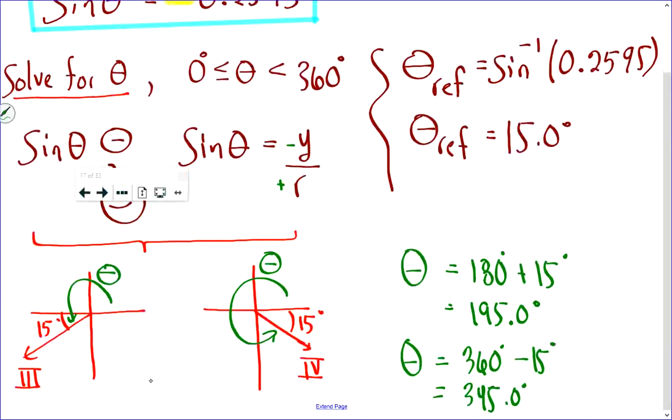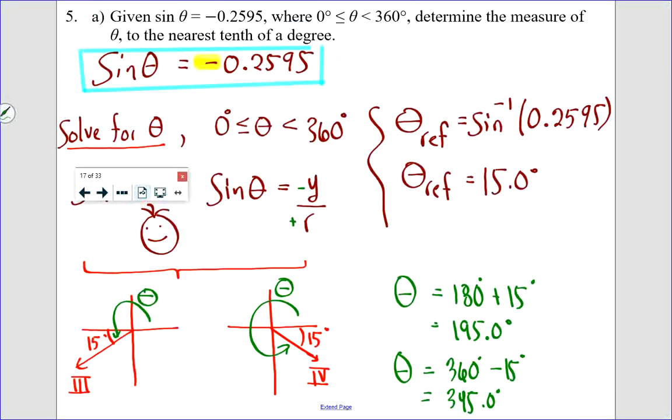So if we stop for a second and take a look at all of the steps involved here, your first step is basically to find a reference angle. That's what you do first. Your second step is to determine which two quadrants those are in and draw those reference angles in those quadrants. And your final step is to use those diagrams to determine the rotation angles.